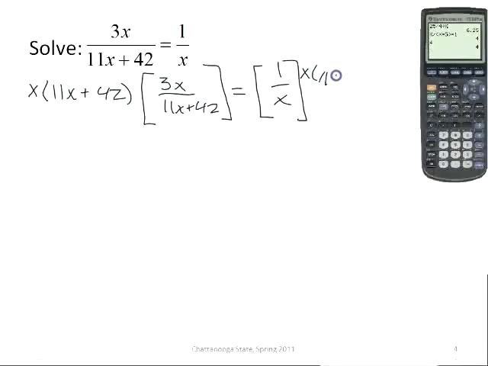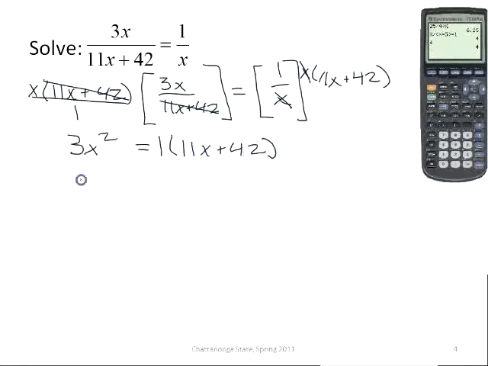Let me move my calculator here. 11x plus 42. When I do it on the first side of the equation, that 11x plus 42 will cancel because this one's in the numerator and this one's in the denominator. So that will leave me with x times 3x, which is 3x squared. Now on the other side of the equation, it's the x factors that cancel. So that leaves me with 1 times 11x plus 42. So I have 3x squared equals 11x plus 42.